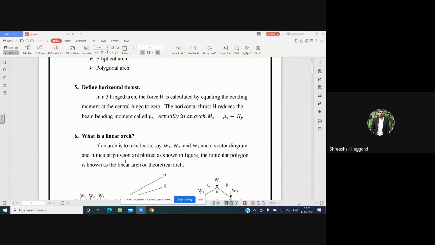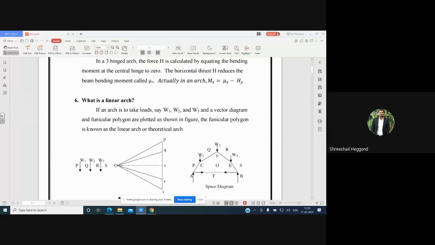Okay. What is a linear arch? A linear arch is the type of arch which has equivalent span on both sides and loading on both sides. The loading is at equidistant points, like W1 to W2 distance is the same as W2 to W3 distance. If an arch is to be loaded with W1, W2 and W3, the vector diagram and the funicular polygon are plotted as shown in the figure. The funicular polygon is known as the linear arch or theoretical arch.